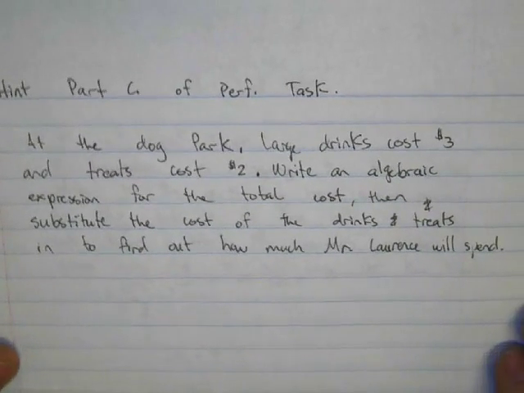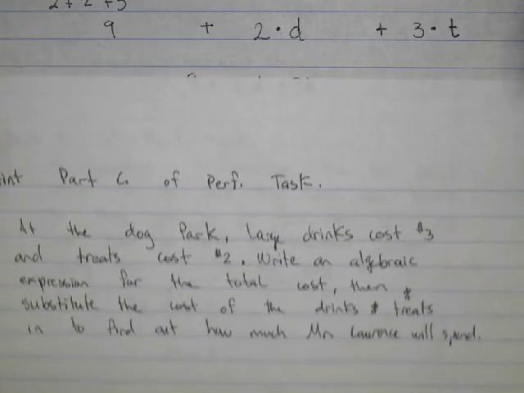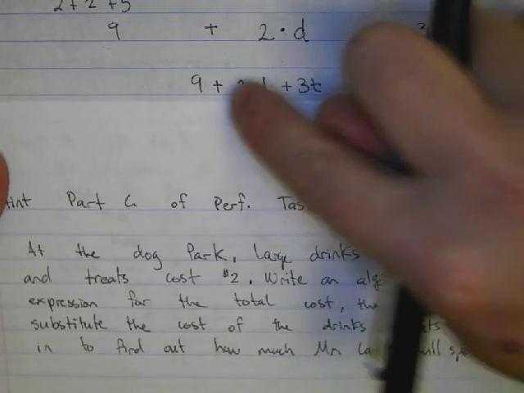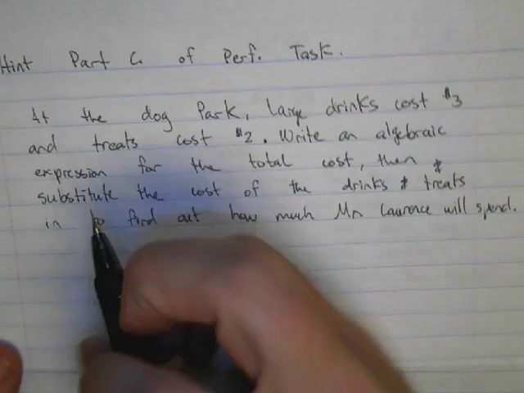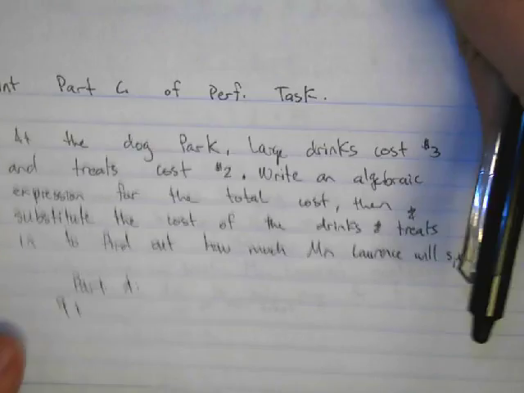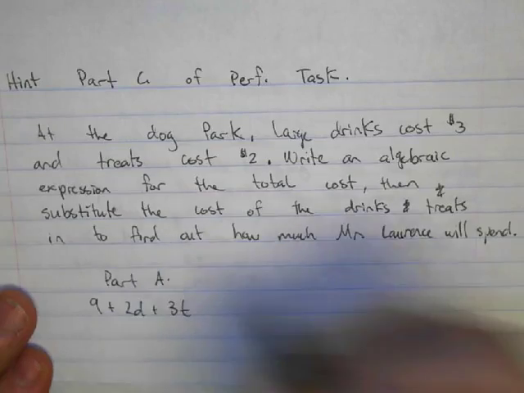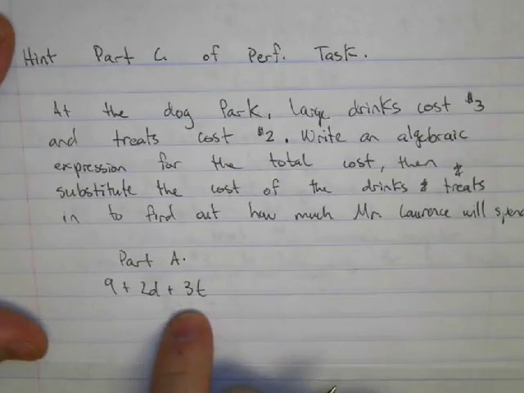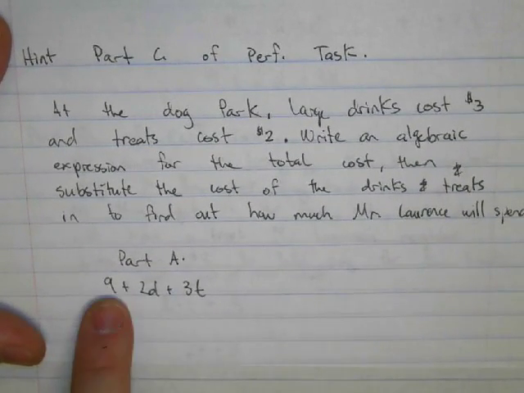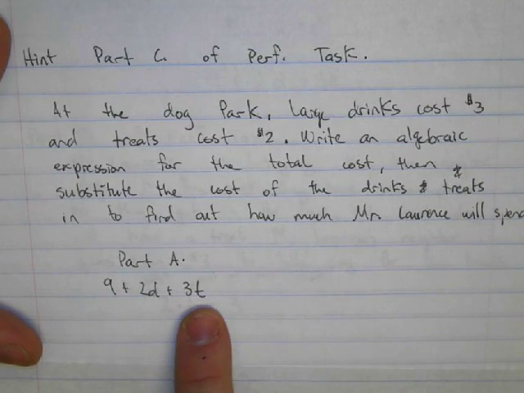So the way we find out this total cost is we can take our algebraic expression from part A, 9 plus 2d plus 3t. So I'm going to take my part A answer, 9 plus 2d plus 3t. And then that's the cost of just me, my wife, and my dog to go. $9 for admission, 2 times the cost of our drinks, plus 3 times the cost of the treats.